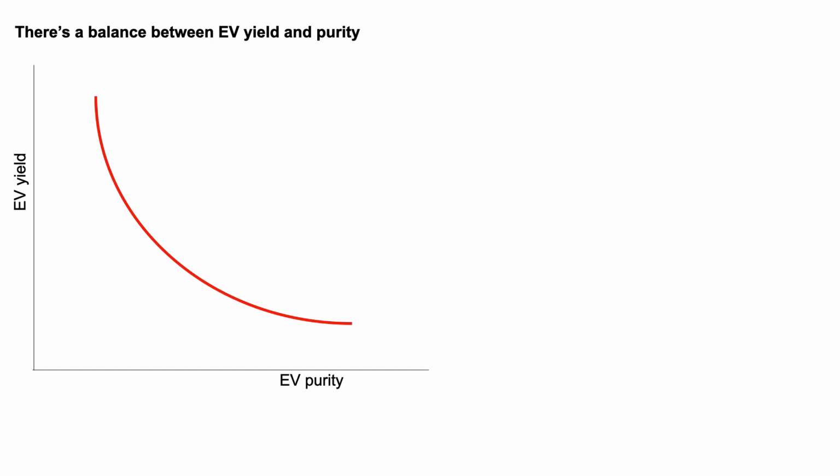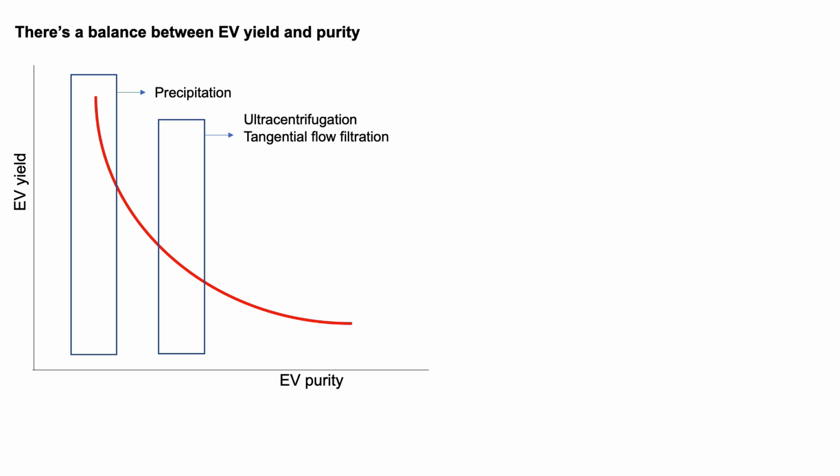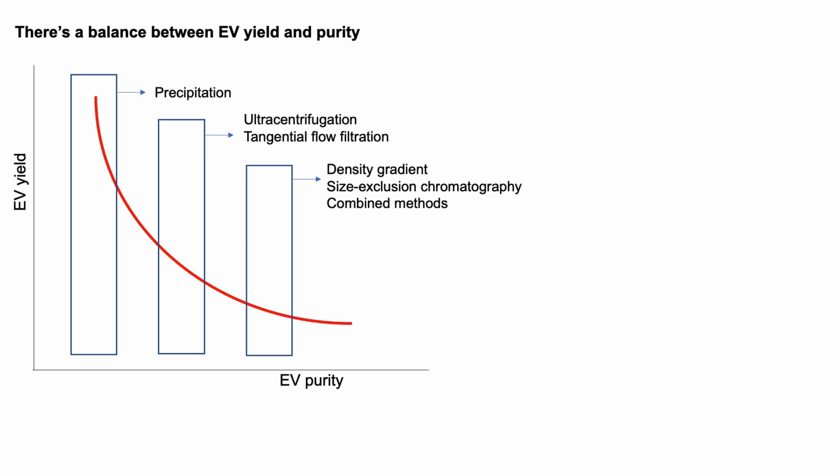Anne already alluded to this. There's a balance between EV yield and purity. So there are some very crude methods that give a good yield with low purity. Other methods give something in between. And the methods that give you the highest purity will give you the lowest number of EVs.